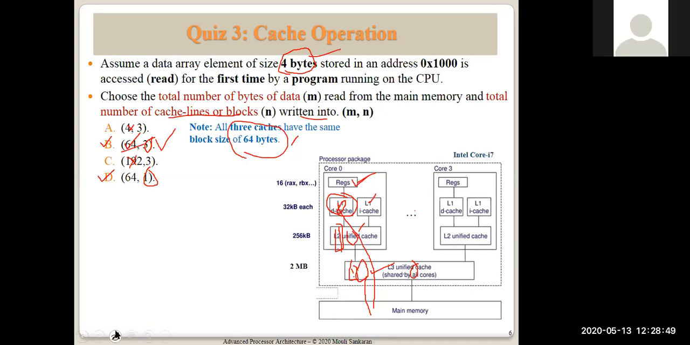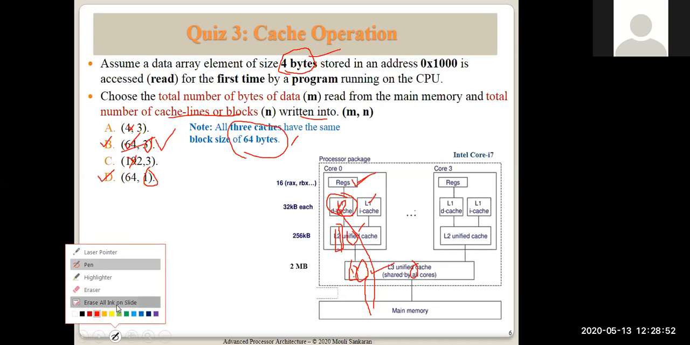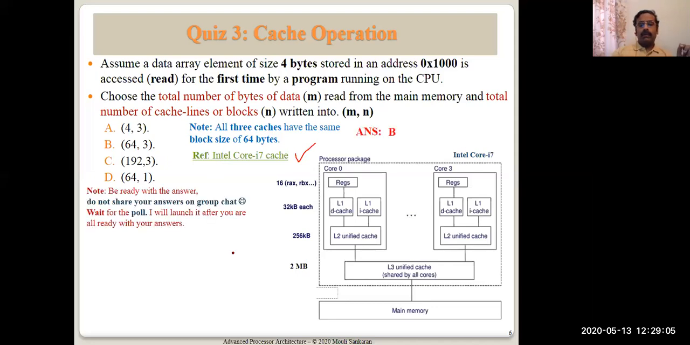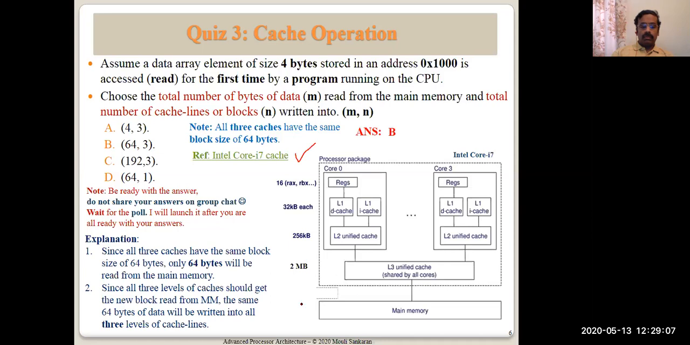Yes. Okay. So if you want to read more about the Core i7 cache design, I want you to read this. Okay, good. The explanation is given here for you to read later. I will not spend time on it.